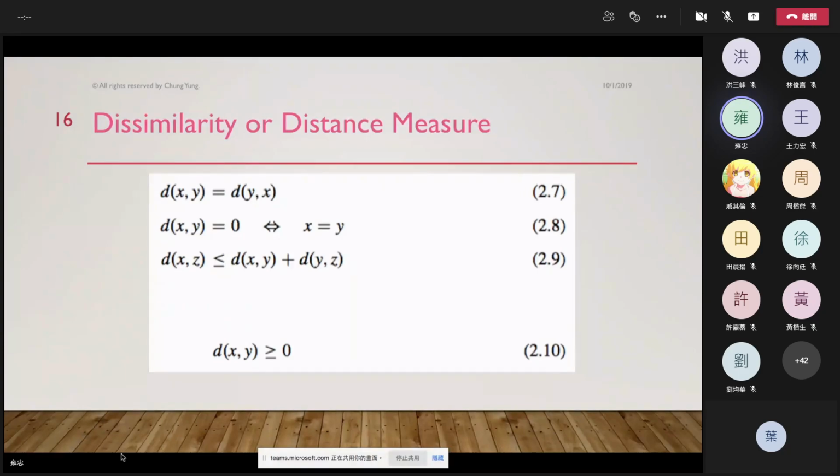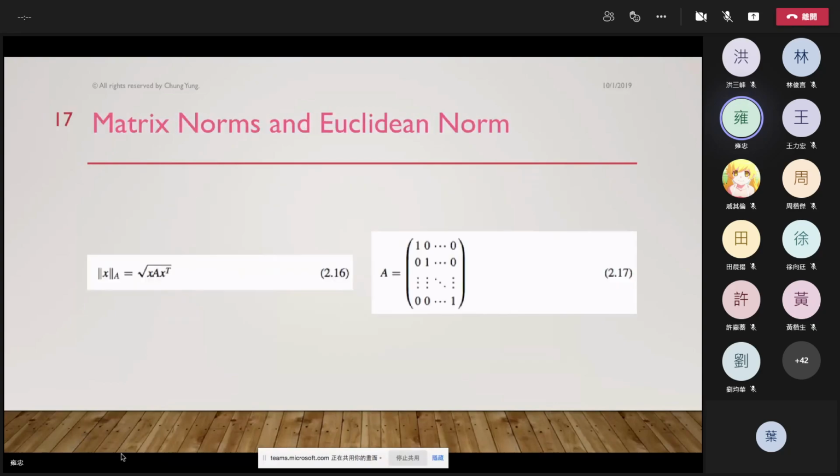For any 2 points, x and y, the distance from x to y is greater than or equal to 0. So that's the distance measure. We usually use this measure to show the dissimilarity. And there are a lot of more complex measures. I just show some of them discussed in our textbook.